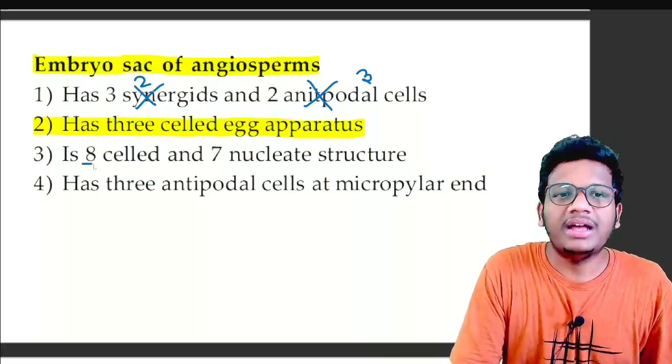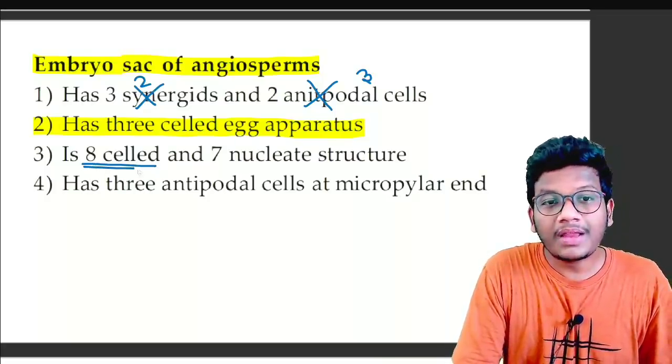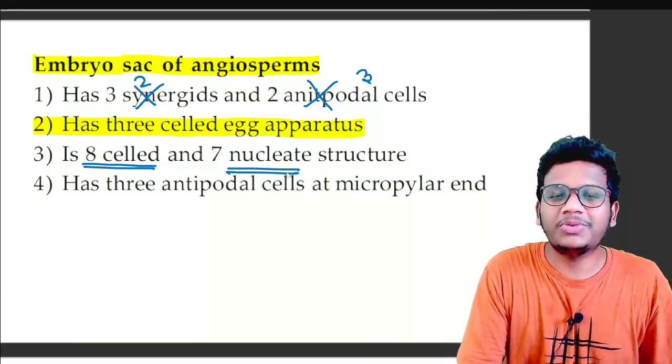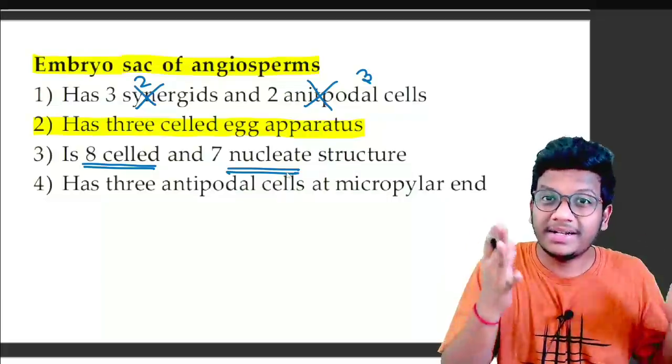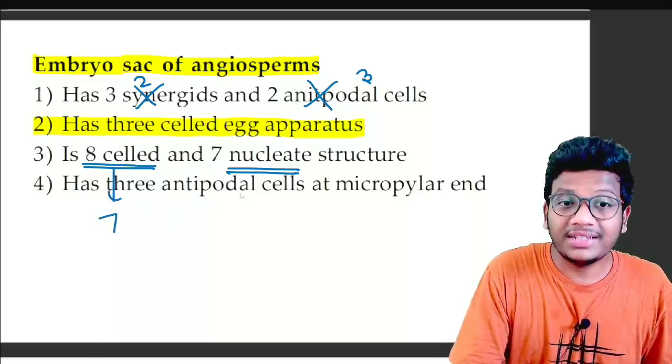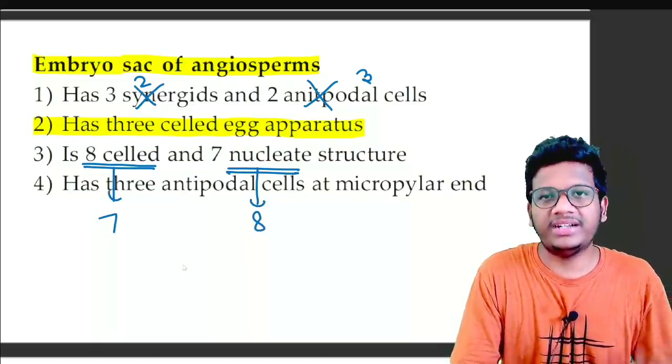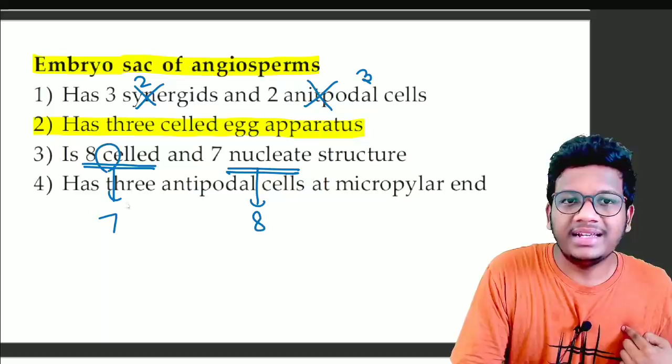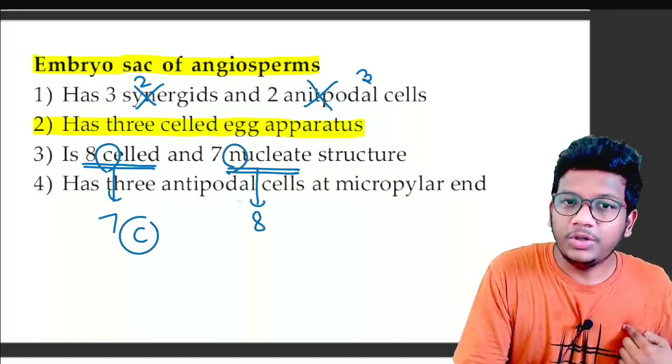Okay, and then come back here for "it is 8-celled and 7 nucleated." So most of us will come and be tempted here. Okay, but what is the actual concept? It is 7-celled and 8 nucleated. Now I will tell you one thing, guys. In "celled" the first letter is C and in "nucleated" the first letter is N.